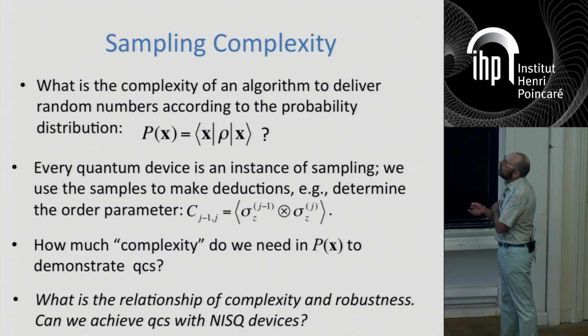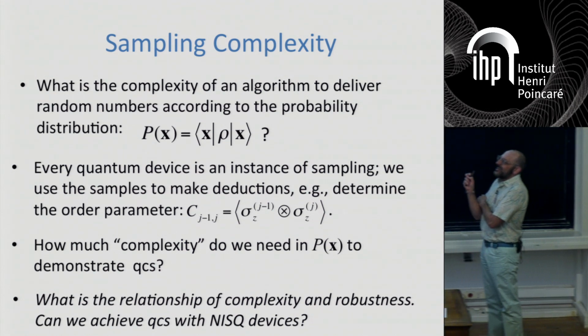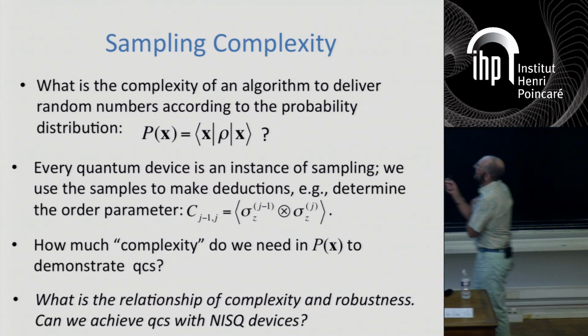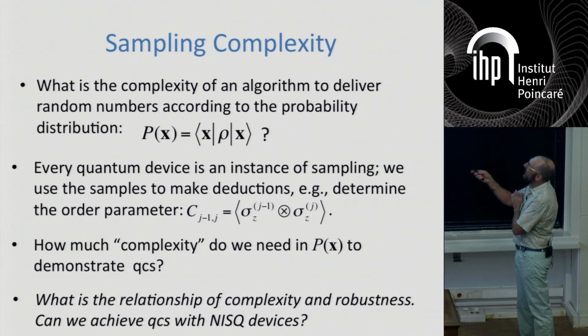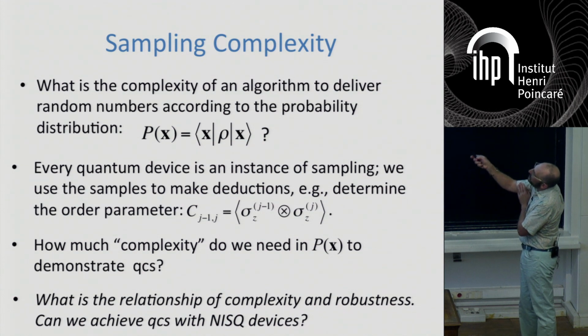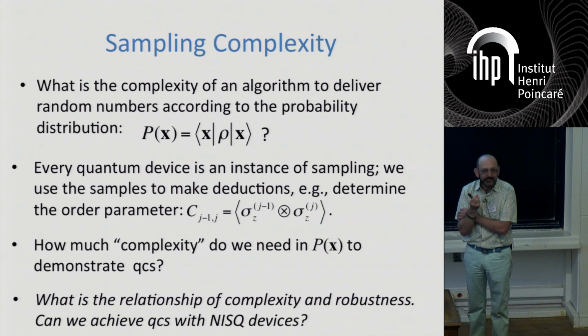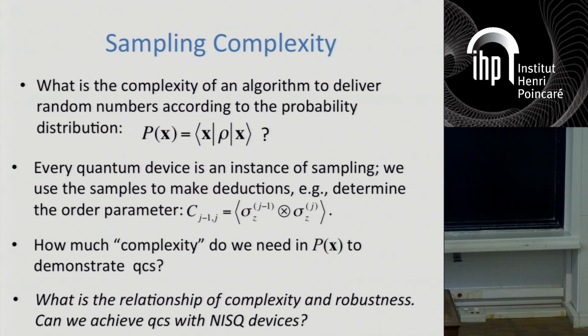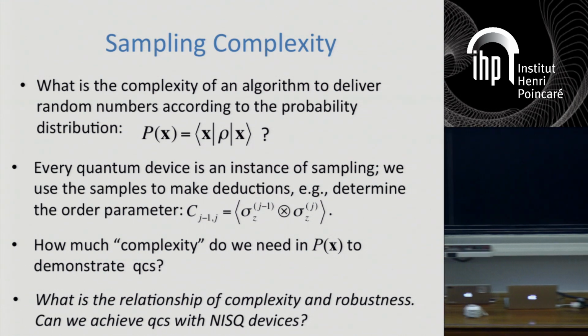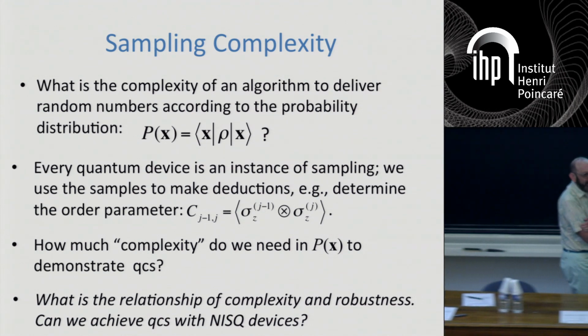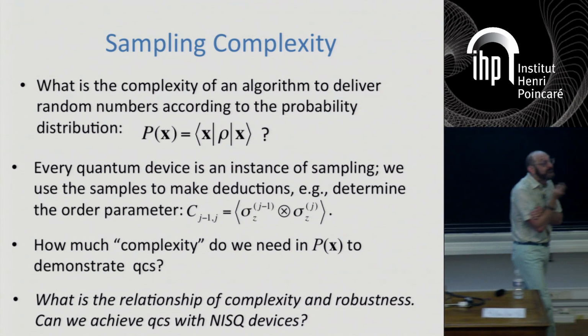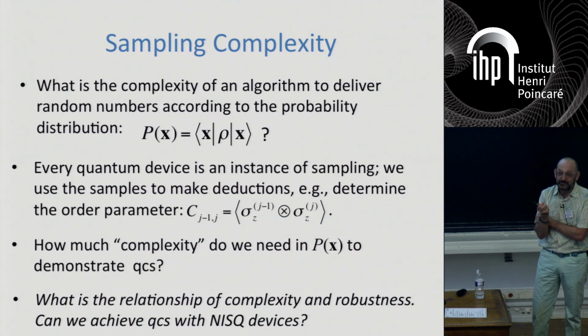Moreover, I think there is a very strong connection between how hard it is to generate the complexity that's necessary in a probability distribution to get QCS and the sensitivity or robustness. What I would conjecture is that the problems that are easy to solve are robust. The problems that are hard to solve are most likely very sensitive to imperfections.